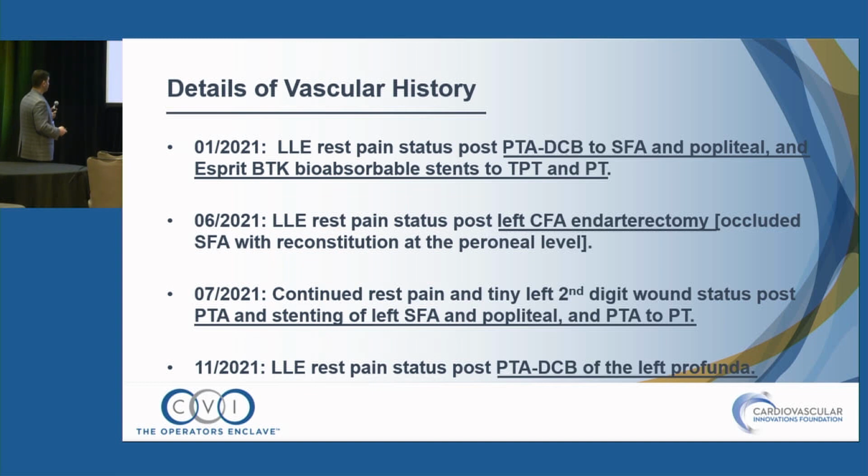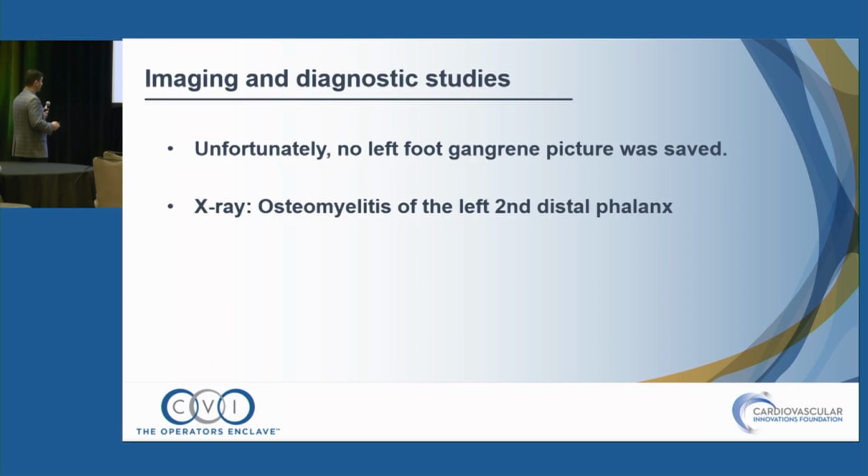Four or five months later, her tiny wound in the digit had healed, but she came back again with rest pain, and this was where my involvement with her started. At that time, I felt for rest pain, let me just balloon the profunda. You'll see in the next image that she actually has two profundas. One of them is large, but with very tertiary disease, and I just ballooned the smaller one. I think she still continued to have rest pain. It didn't really work well.